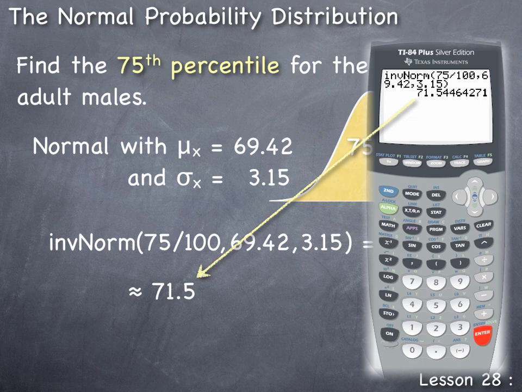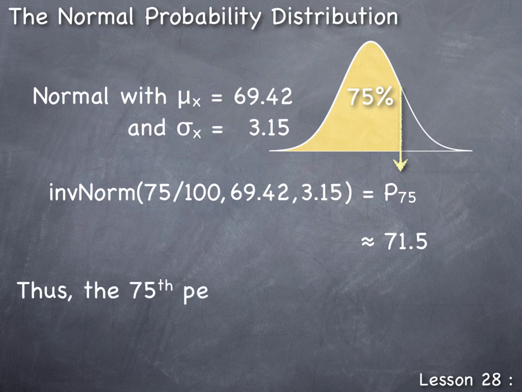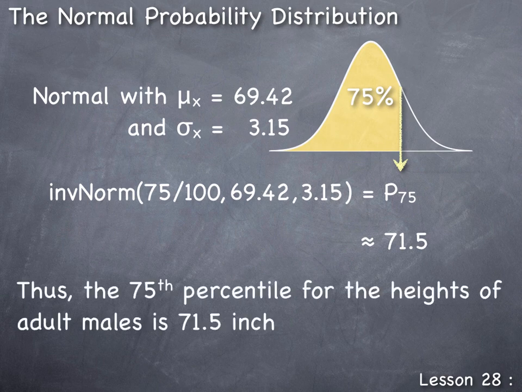Now the result we get from the inverse norm command is a value of the random variable x corresponding to this particular probability, in this case the 75th percentile. The units that we get from this result are the units of the random variable x. And in this problem, everything was measured in inches. So the result from the inverse norm command, 71.5, is the number of inches. So, the 75th percentile for the heights of adult males is 71.5 inches.